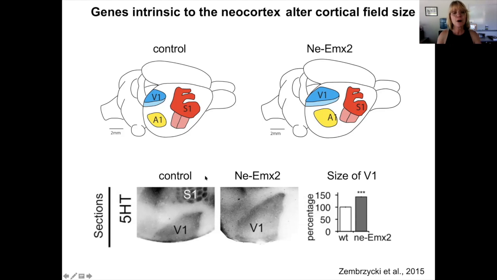Rostral is to the top here and medial to the left. Here is V1, and we're looking at this with serotonin stain, and this is V1 in an animal where EMX2 is overexpressed. You can see it's quite a bit bigger, and they measured it, and here you go. It comprises a larger percentage of the entire cortical sheet. And if you look at the cartoons here, I'm showing you this smaller V1, and some of the cortical fields appear to be pushed a little bit rostrally.